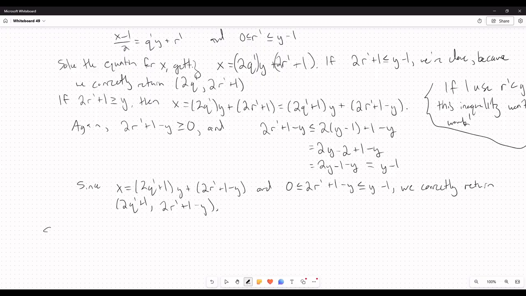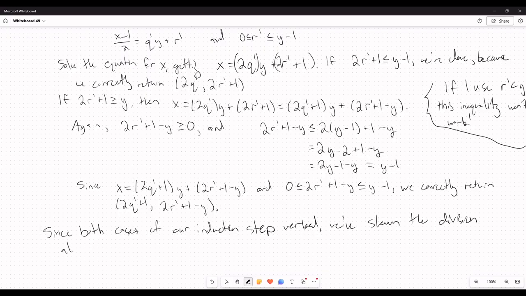So we can say, since both cases of our induction step worked, we've shown that the division algorithm is correct. And we're done. Woo.